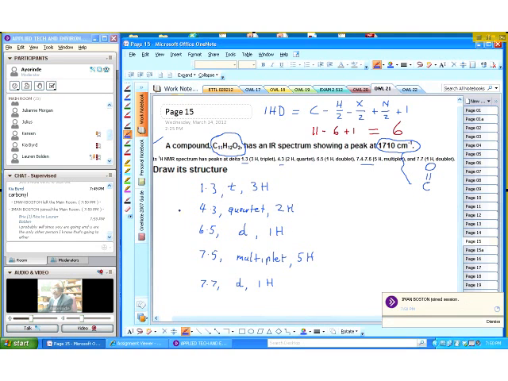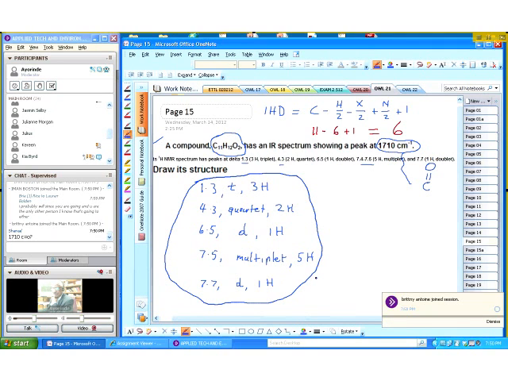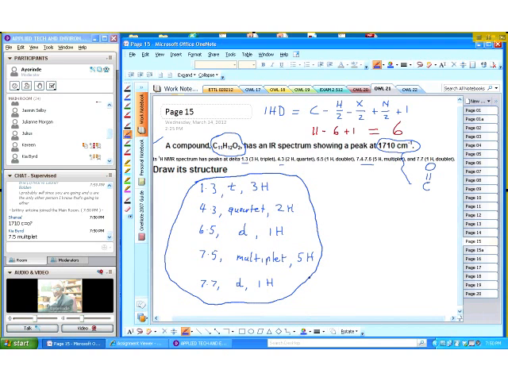Now, what is the next most obvious information? Take a look at the proton NMR data. What is the most obvious information you see here? 7.5. Very good. But what does that tell us? What does 7.5 tell us? It is very, very important. What does it tell us?